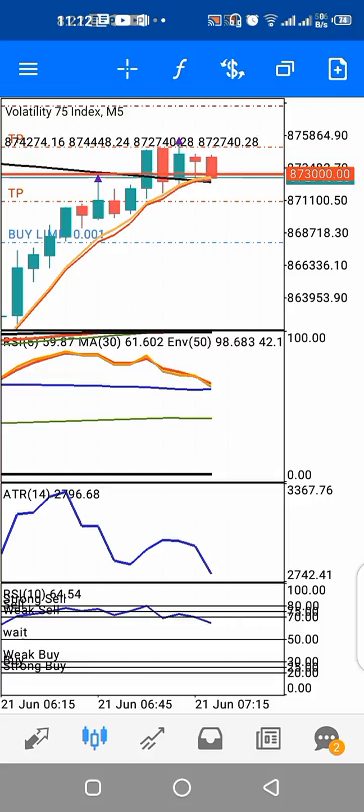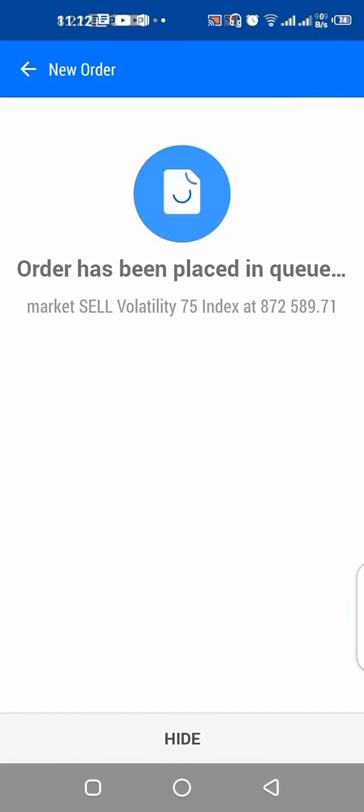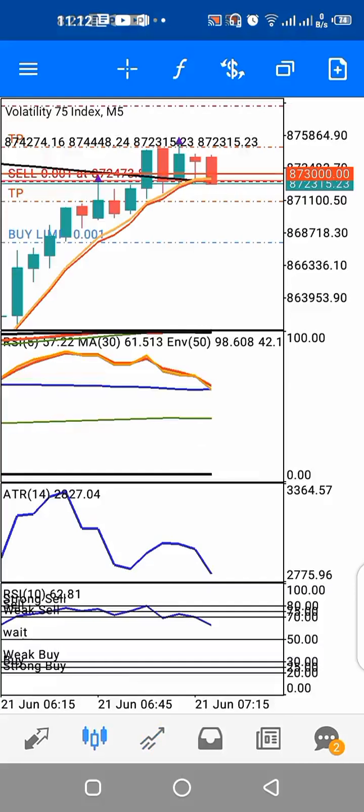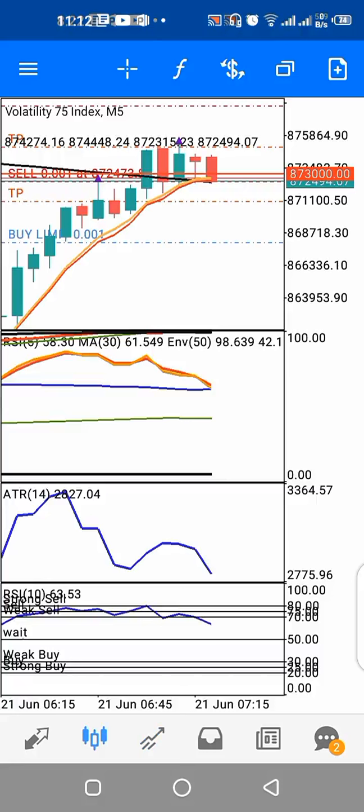Okay, now price has dropped below the horizontal line and it's showing some bearish force. It has even dropped below the low of the pin bar. So I've just placed a sell order.